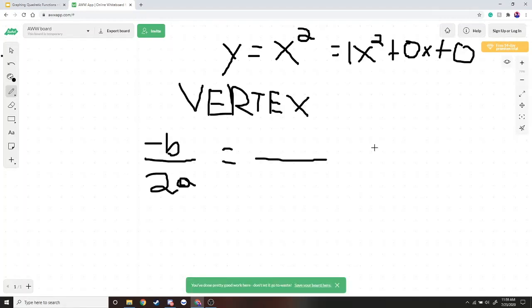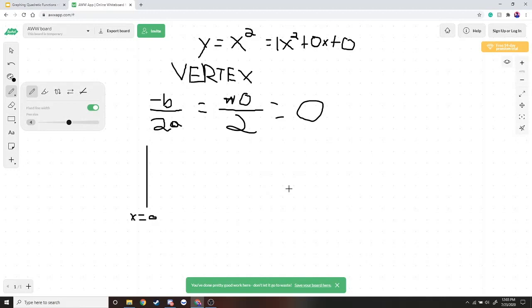Next, we need to find the vertex and the zeros. To find the vertex, we need to find what negative b over 2a is equal to. Here, we can see that b is equal to 0 and a is equal to 1. So we can just plug that into negative b over 2a. So negative 0, which is just 0, over 2a is 2. So 0 over 2 is equal to 0.